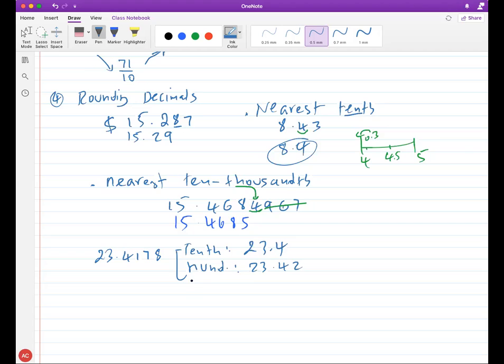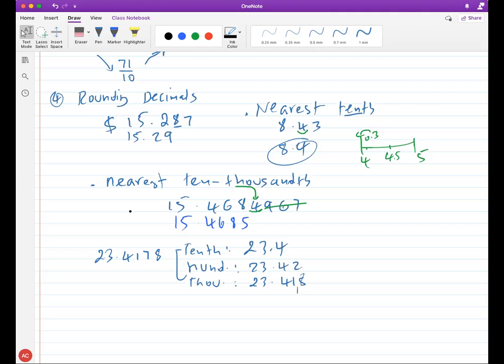And finally, let's do the thousands. Okay, so this rounded to the thousand would be 23.418. Correct. So the nearest thousands, again, we have tens, hundreds, thousands. So we're looking at this one, and we'll look to the right of it. We have 8, which is 5 or more. So we're going to add 1 here. That's why we turned the 7 into 8. And that's basically how rounding works.